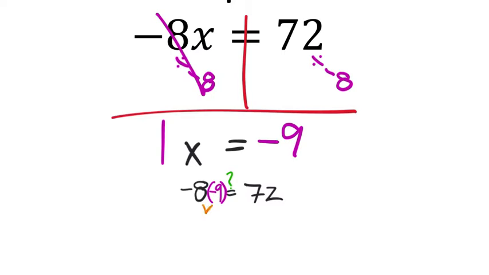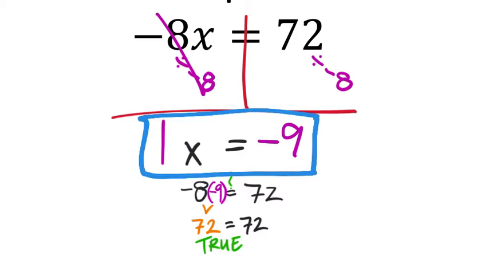But negative 8 times negative 9, you can do that in the calculator, is actually 72, which last time I checked does actually equal 72. This right here that we have is a true statement. And now that I know it's true, I can go back to my problem and I can box this in, okay?